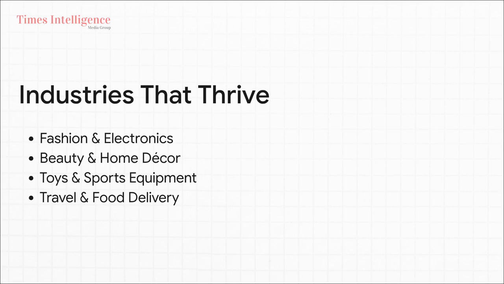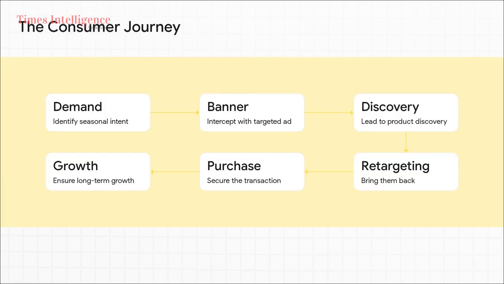Fashion capitalizes on seasonal line launches. Electronics absolutely dominate Black Friday. Beauty brands thrive around Valentine's and Mother's Day, and the sports equipment sector sees a huge influx during the January fitness boom. Plus, there's travel and food delivery. By continually analyzing historical campaign data from these peaks, businesses in these sectors can optimize every single future campaign they run. And this brilliantly illustrates the complete, optimized consumer journey.